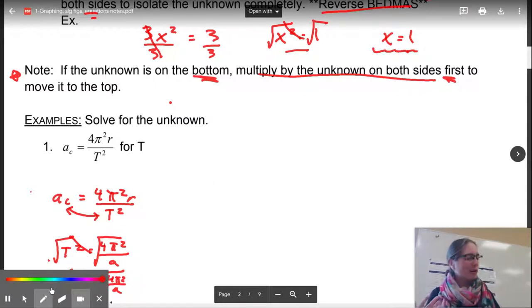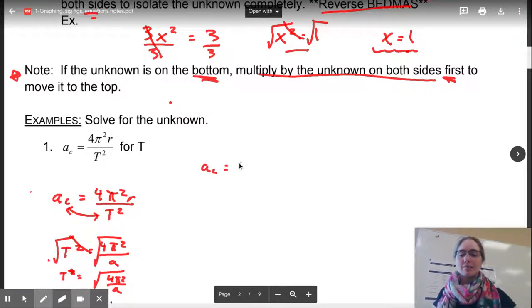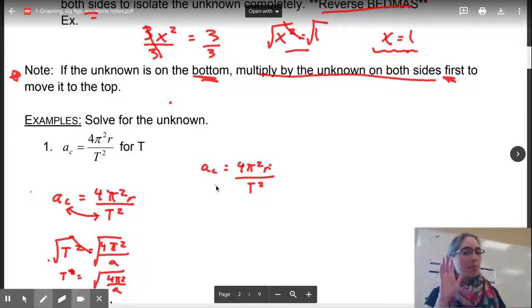inverses and not everybody likes inverses very much. So a_c is equal to 4 pi squared r over t squared. A very common question I get is, oh, well, I'm going to divide out by 4 pi squared r to get them away from t. Can I do that? Yes, you can. But remember, t squared cannot miraculously move its way up to the top. You have to do math to bring t to the top.